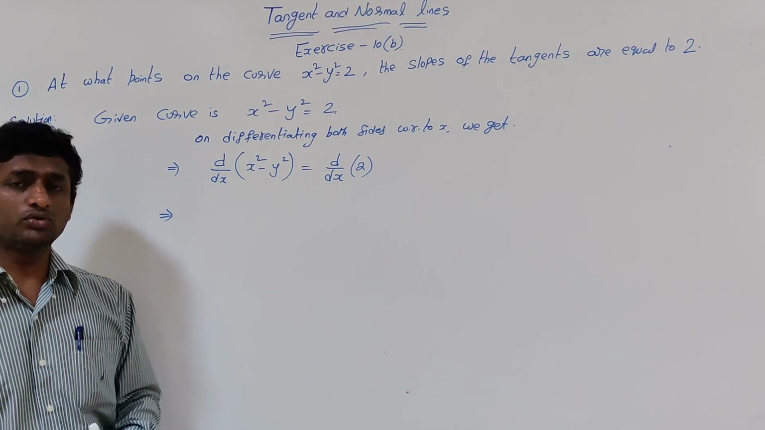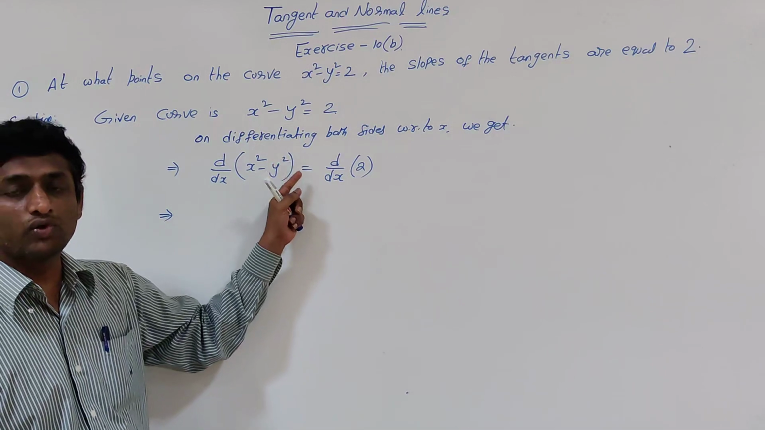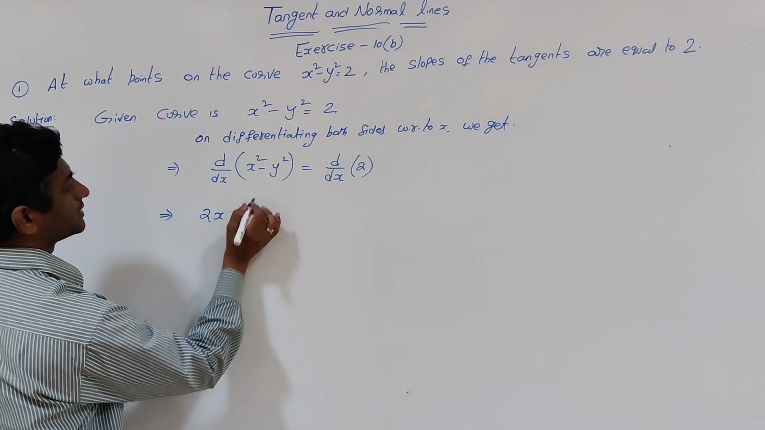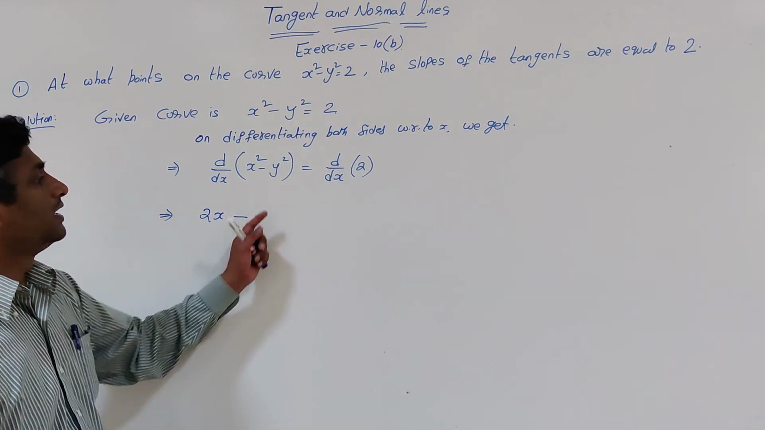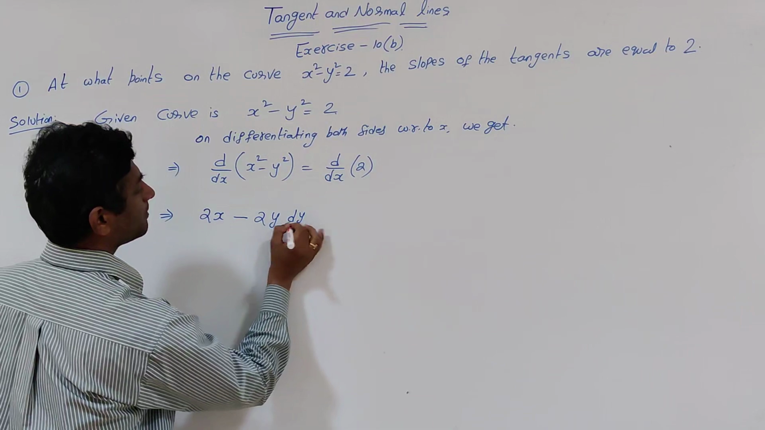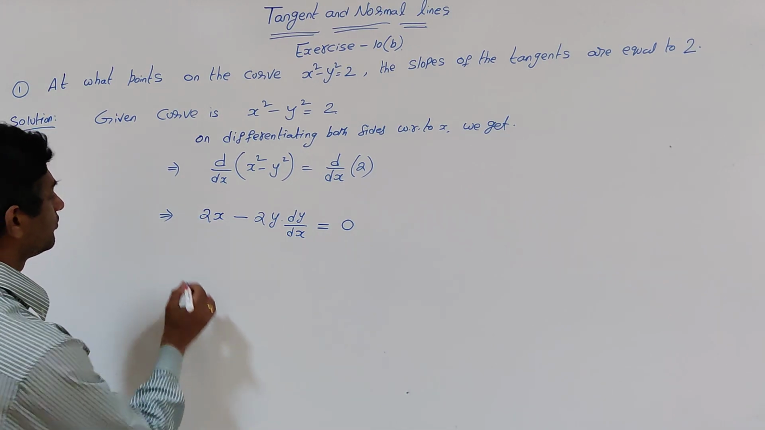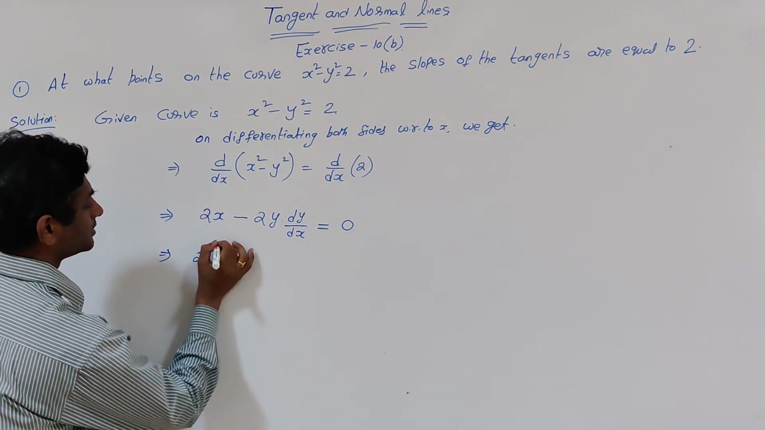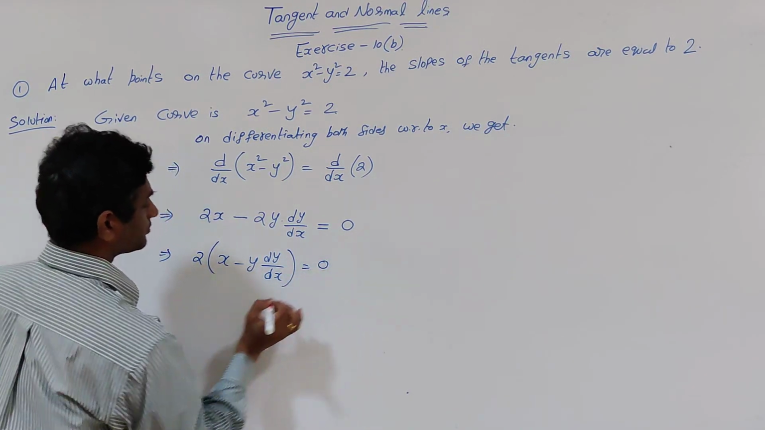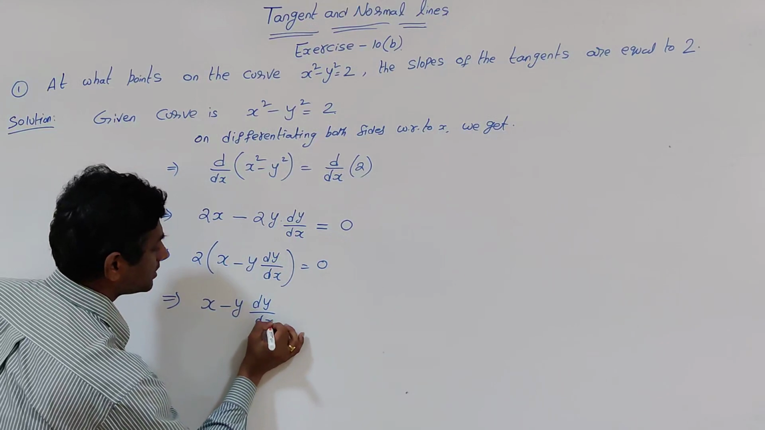So apply the sum rule. Derivative of x square with respect to x minus derivative of y square with respect to x. So derivative of x square is 2x, minus, as it is, derivative of y square with respect to x, that is 2y into dy by dx, is equal to, derivative of a constant is always 0. Now take 2 as a common factor, then it will be x minus y into dy by dx is equal to 0.